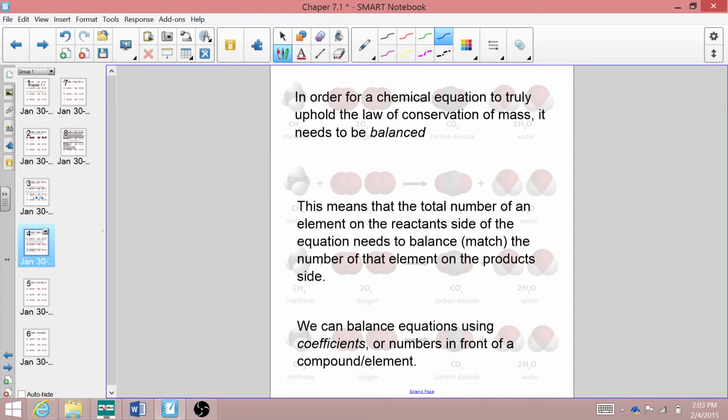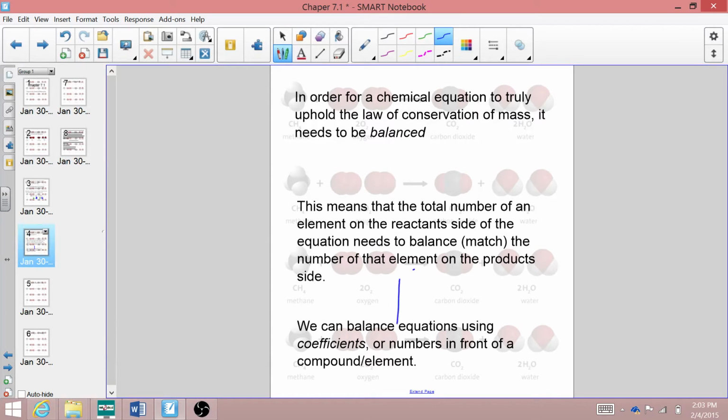Now, in order to make sure that a chemical equation is truly upholding the law of conservation of mass, we need to make sure it's balanced. This means the total number of an element on the reactant side has to equal the total number of an element on the product side. And we can do that using coefficients. And remember, coefficients are the number in front of an element or a compound.